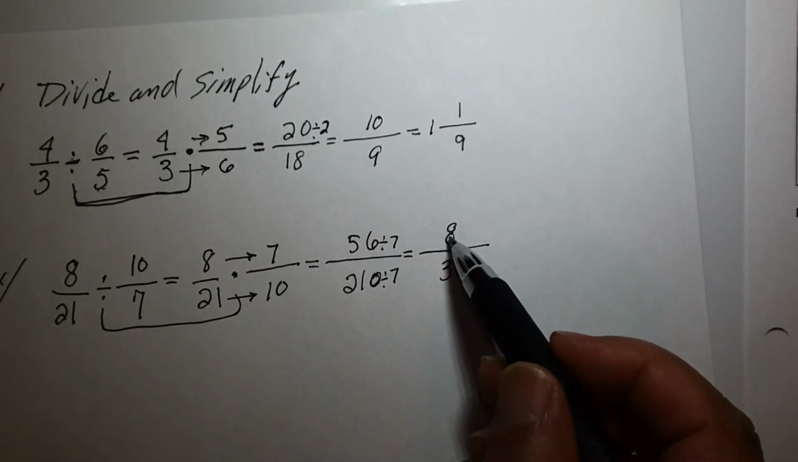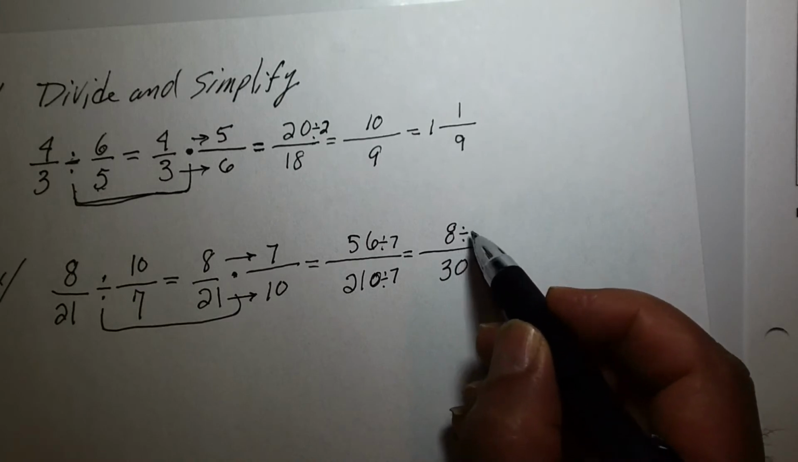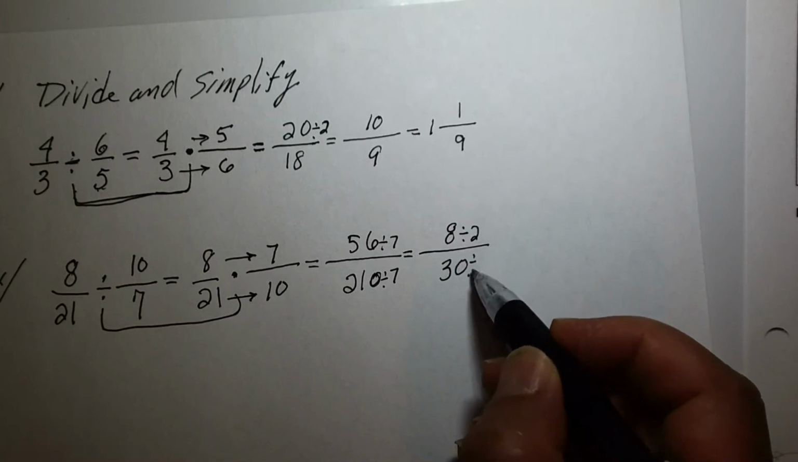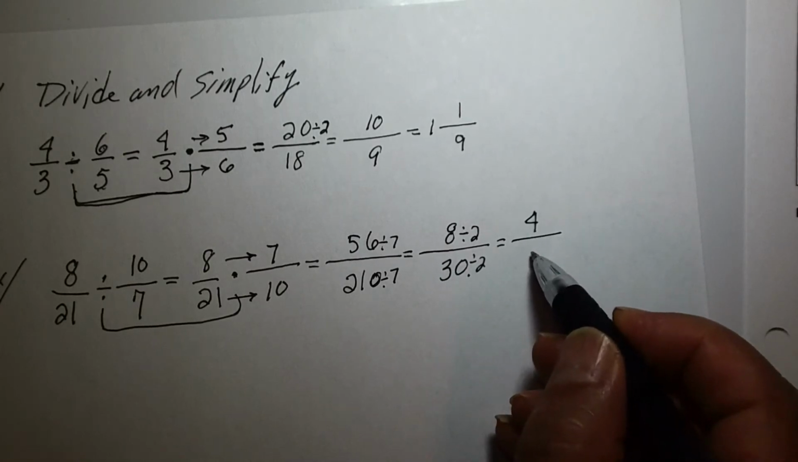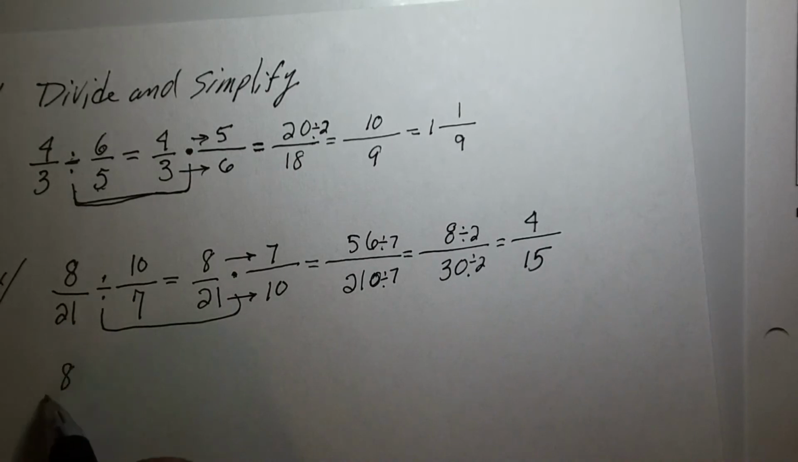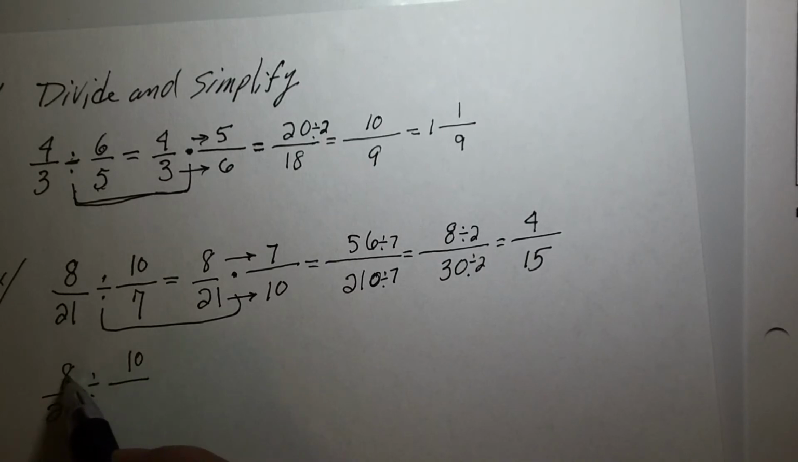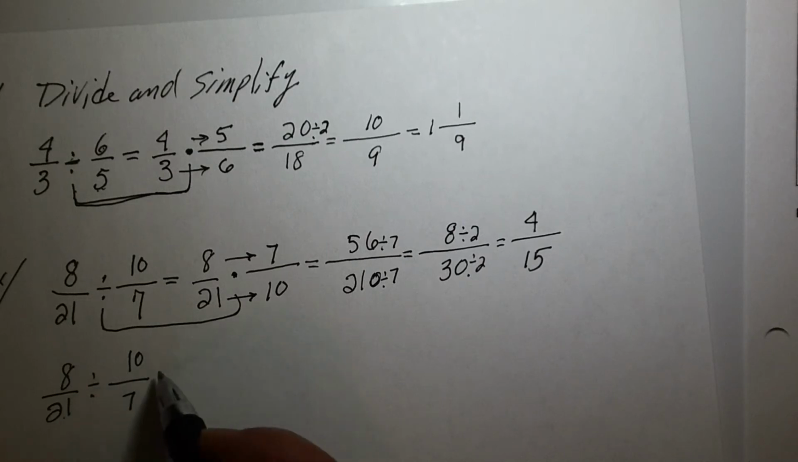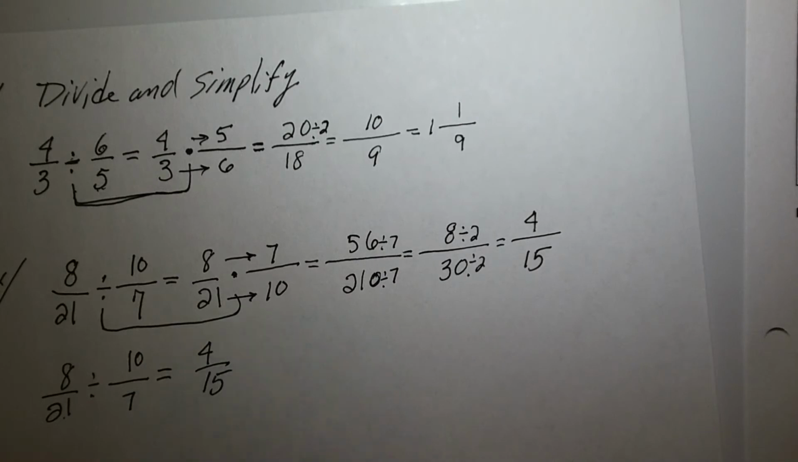And then 8 is even, and 30 is even, so we can reduce one more time. Divide by 2, and divide by 2. The final answer is 4 over 15. So the result of 8 over 21 divided by 10 over 7 is 4 over 15.